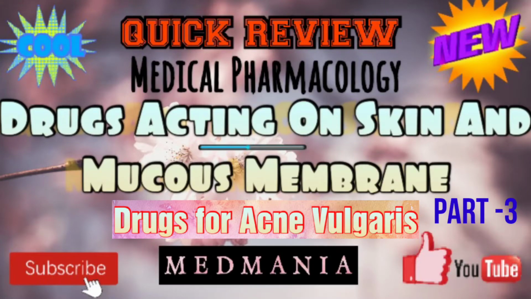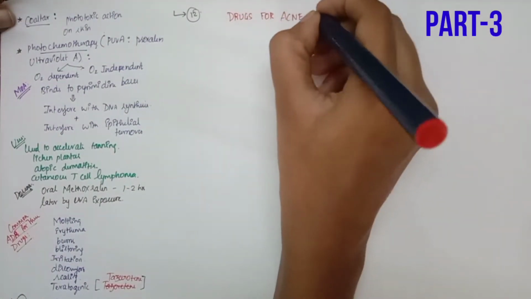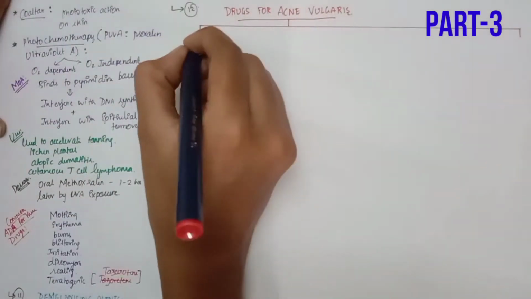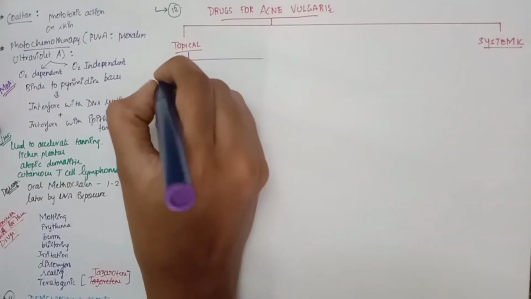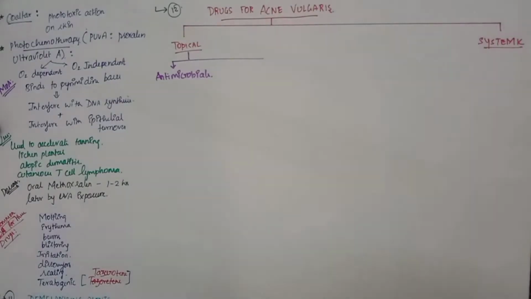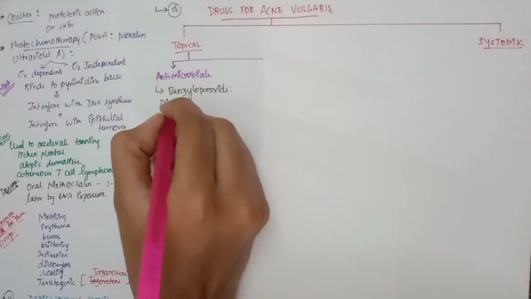So let's go into the topic, the drugs for acne vulgaris. Basically, the drugs for acne vulgaris can be of two types: topical and systemic. In topical, it can be antimicrobials, and the first drug is benzoyl peroxide.